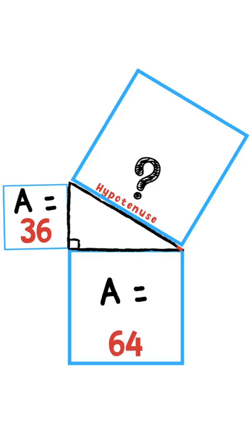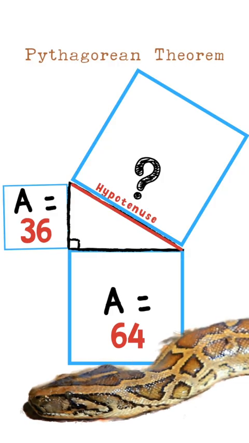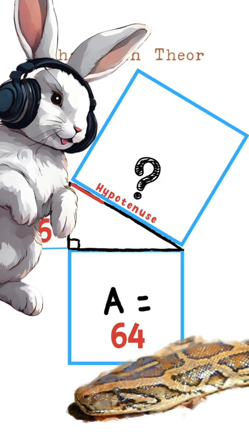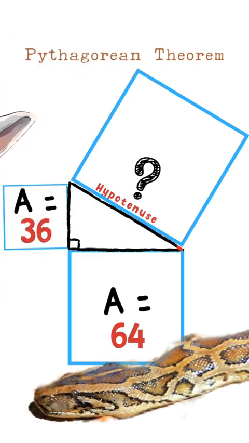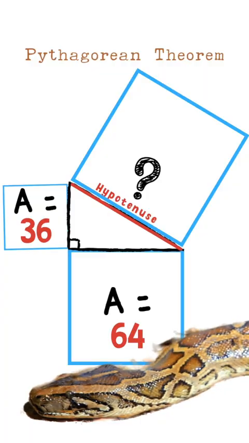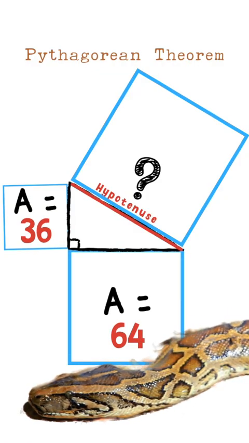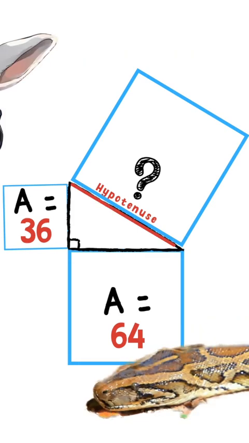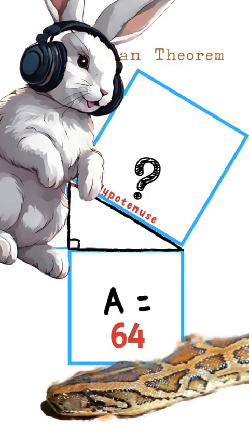So we have the areas of these leg squares. 36 and 64. Okay, but now what? What do we do? Well, do you remember the Pythagorean theorem? It states the areas of the squares on the legs added up equal the area of the hypotenuse square. Remember? Just trust me, Ziggy, okay?